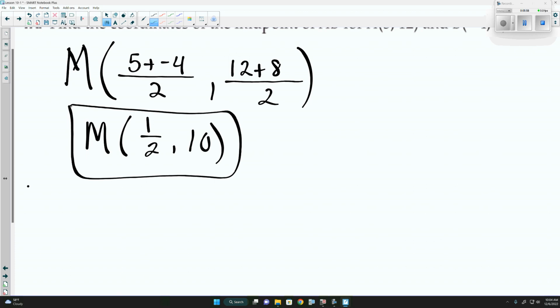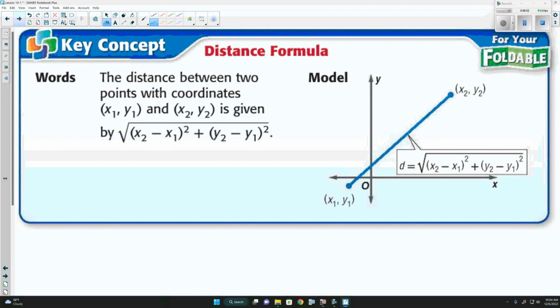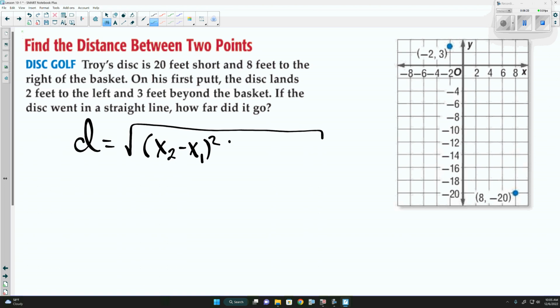Questions on this here? We'll do distance next. And again, with distance, we're just plugging into the equation. Because the distance formula is equal to the square root of x2 minus x1 squared plus y2 minus y1 squared.